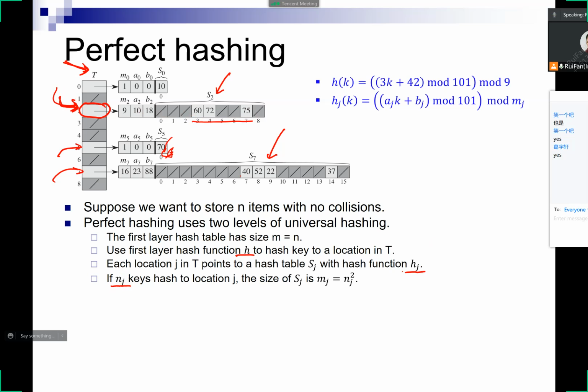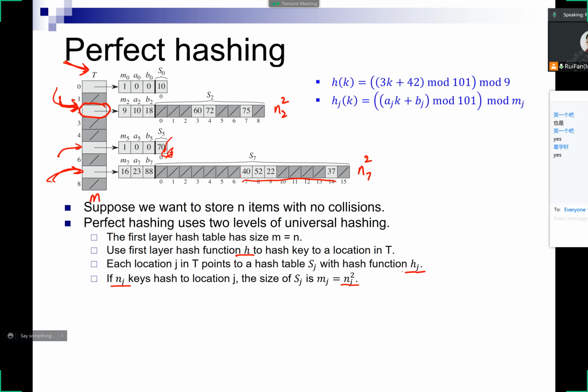For example, for this location, you have 3 different keys that hash over here. Then you're going to set the size of this hash table to be the square of the number of keys which hashed to that location. So here you're going to set the table size to be 9. Over here you have 4 different values which hash to this location in capital T, and so you're going to set the second level hash table to be size 16. So the top level table has size m always, and these tables have size n2 squared and n7 squared.